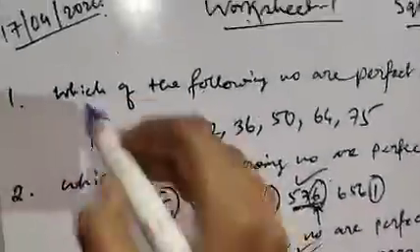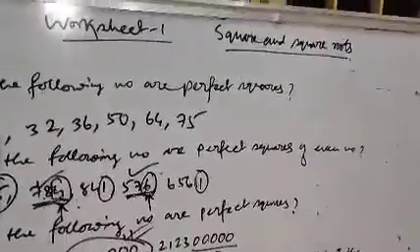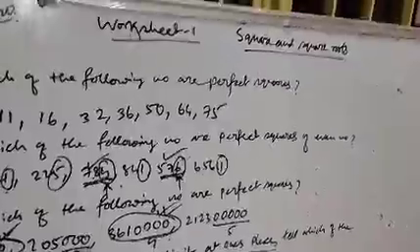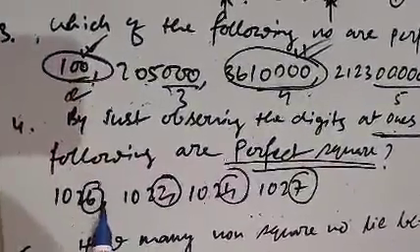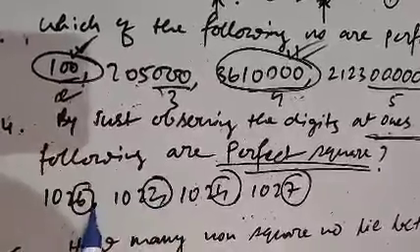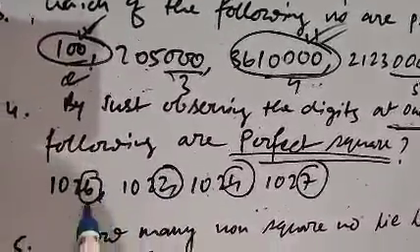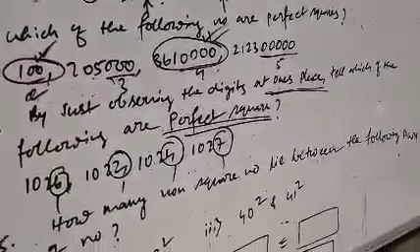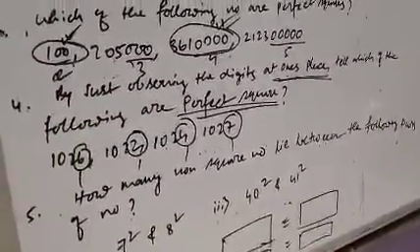Now remember question number 1: what are perfect square numbers? A perfect square number can be expressed as the product of two equal integers. So we will see which of these numbers, that means which of the digits at one's place, can be expressed as the product of two equal integers. That number will be your perfect square number.